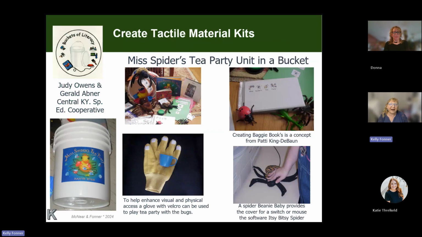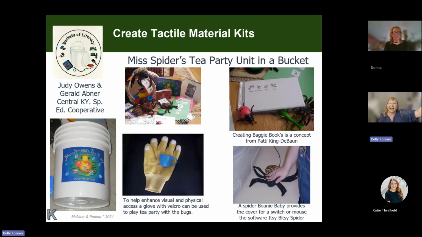A great example that Donna and I have seen is from assistive technology specialists Judy Owens and Gerald Abner, who I believe are still working in the Central Kentucky Cooperative, but they created these literacy buckets, or buckets of literacy.